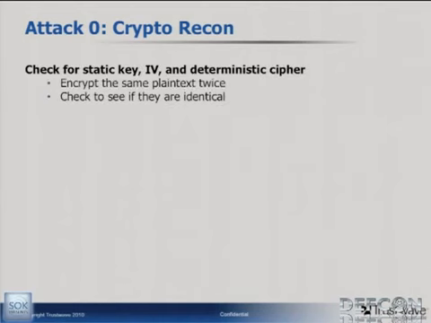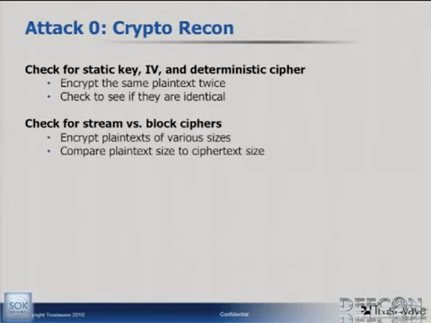If you encrypt the same plain text twice and it comes out to the same ciphertext, you know you have the same key, same initialization vector, and a deterministic cipher being used to encrypt the data. So if the ciphertexts are identical, you know all of these things are true.